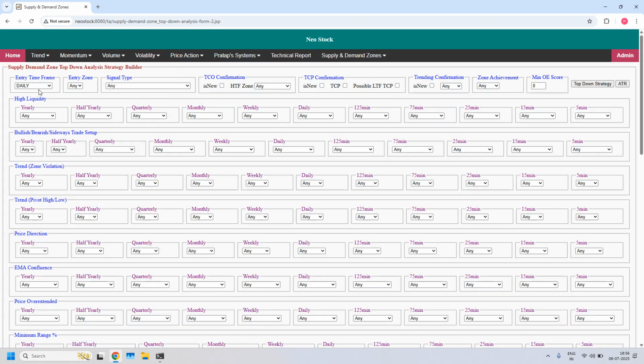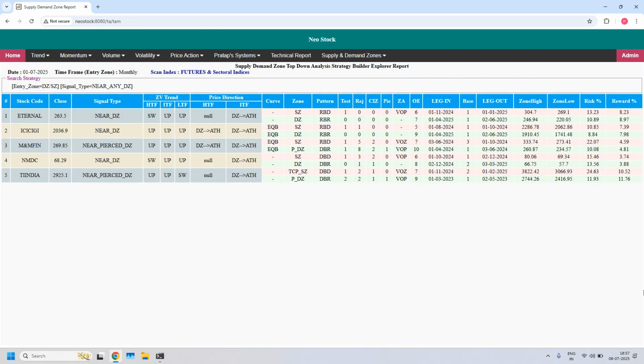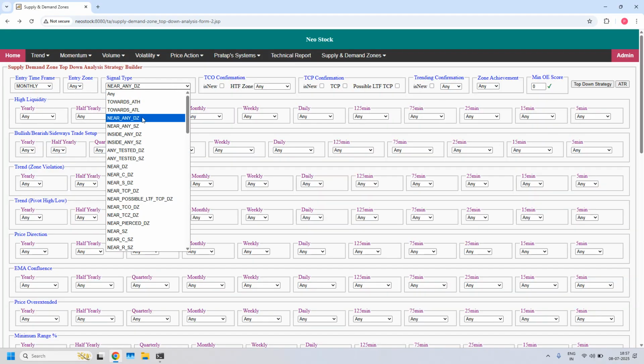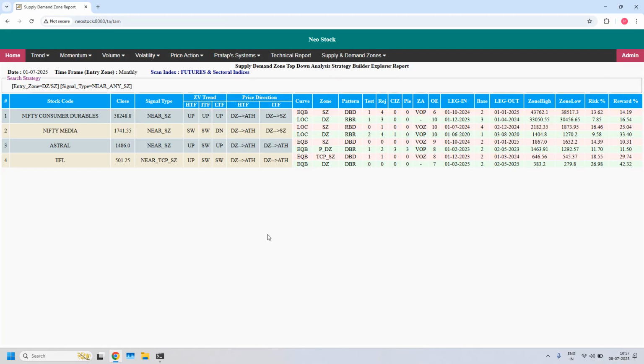Next time frame is monthly. Stocks near monthly demand zone. We got 5 stocks. Next, stocks near monthly supply zone. We got 4 stocks.